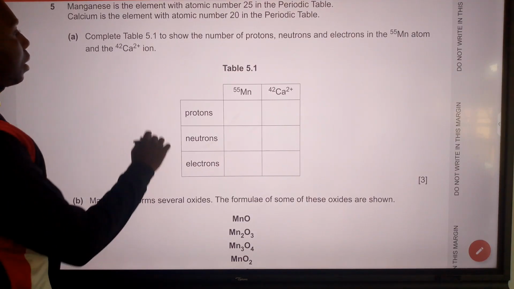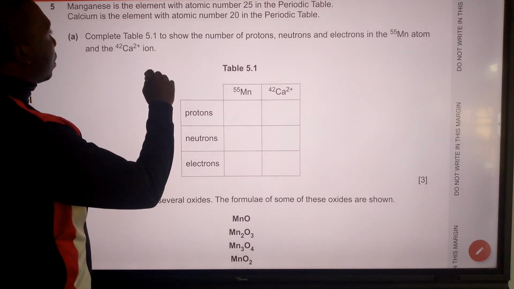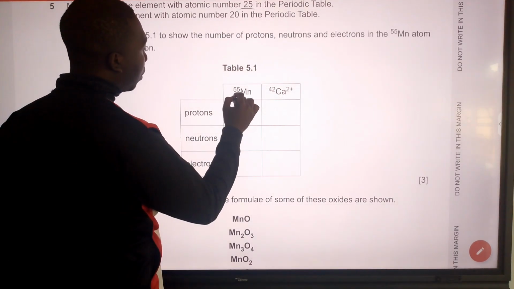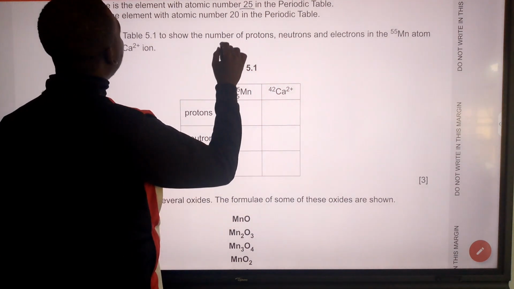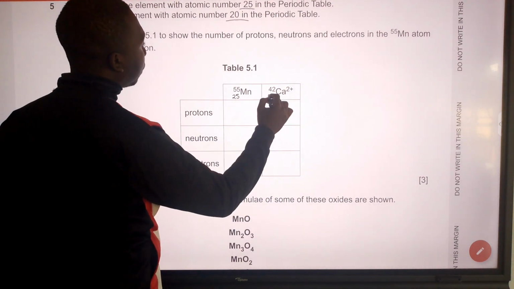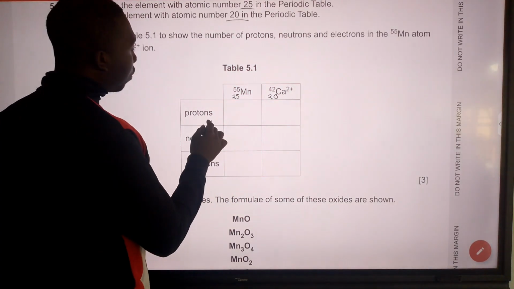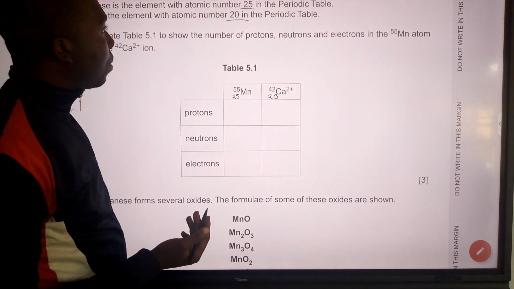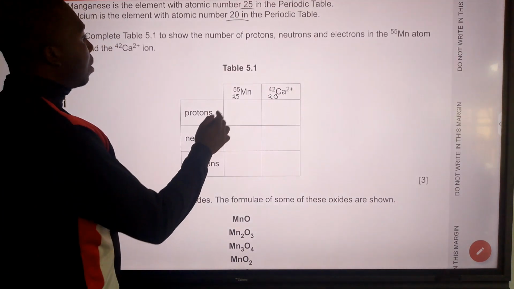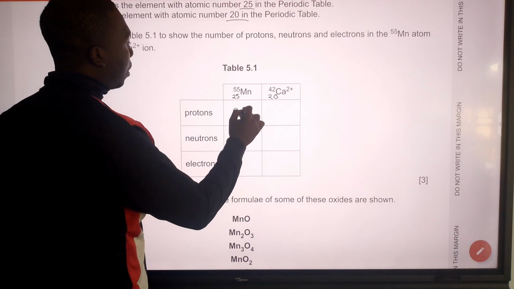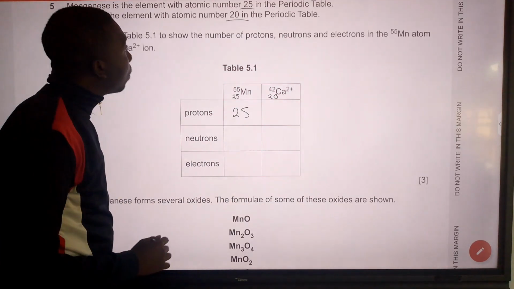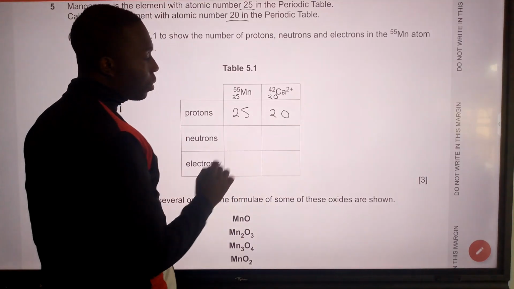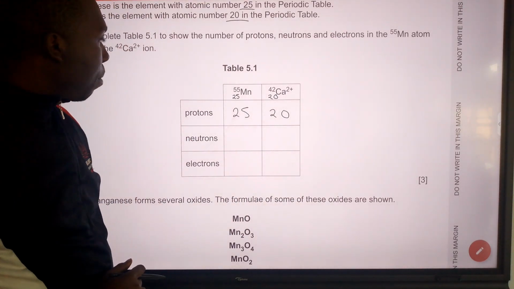manganese has an atomic number. We are already told that manganese has an atomic number of 25, so we can include it here, 25, and calcium has an atomic number of 20. So the number of protons is equal to the atomic number. The atomic number is also known as the proton number. So the number of protons in manganese is 25, and the number of protons in calcium is 20. So the proton number is equal to the atomic number.